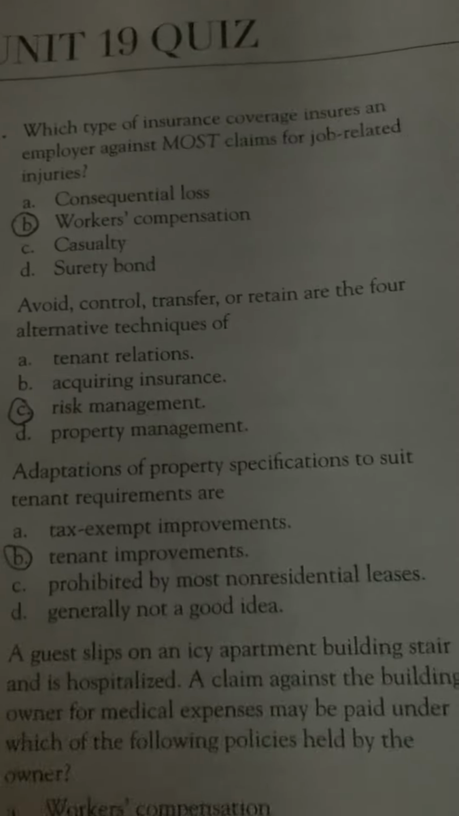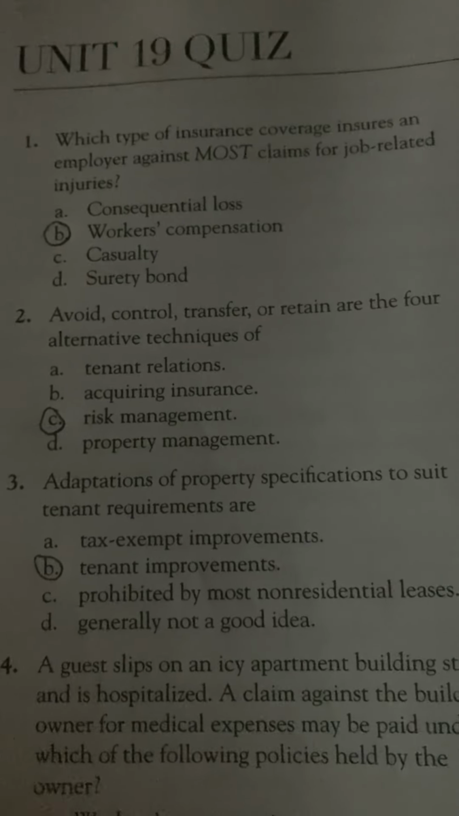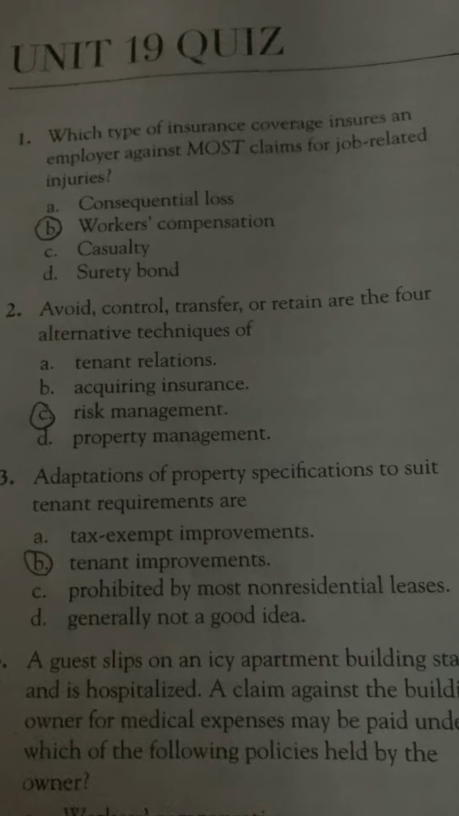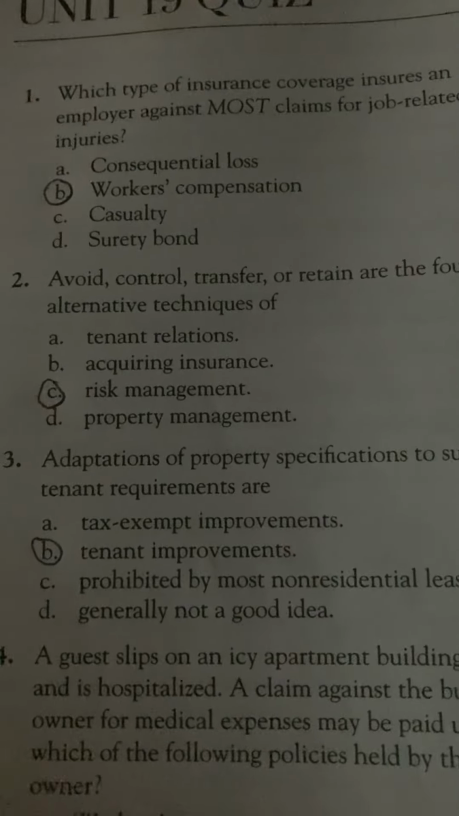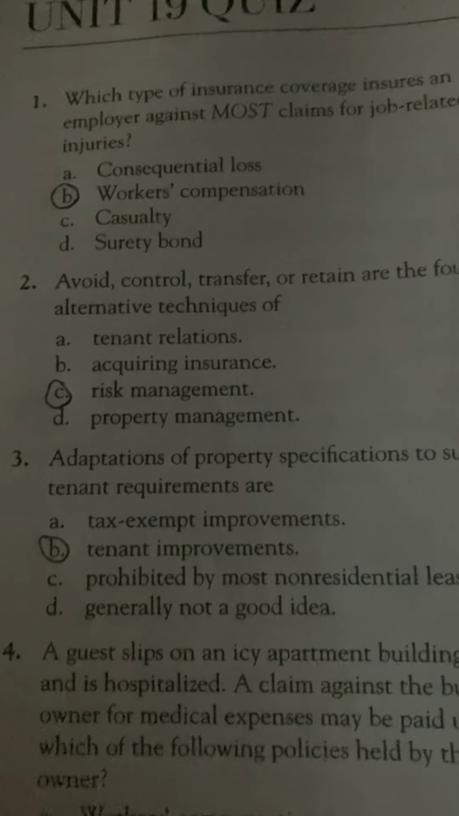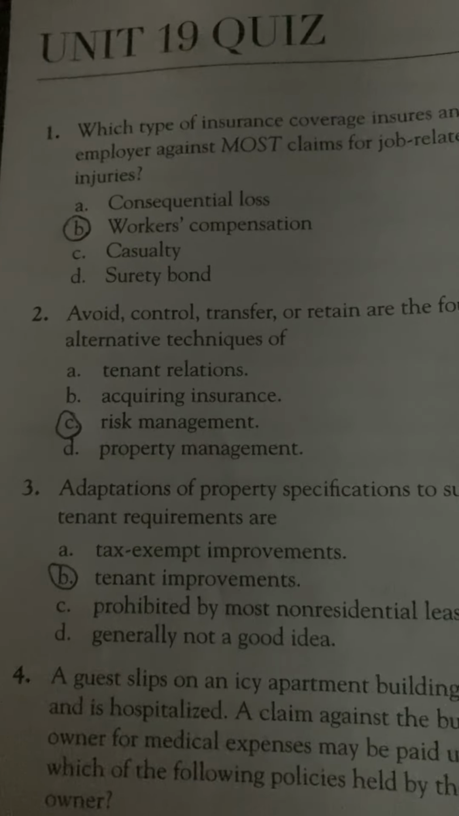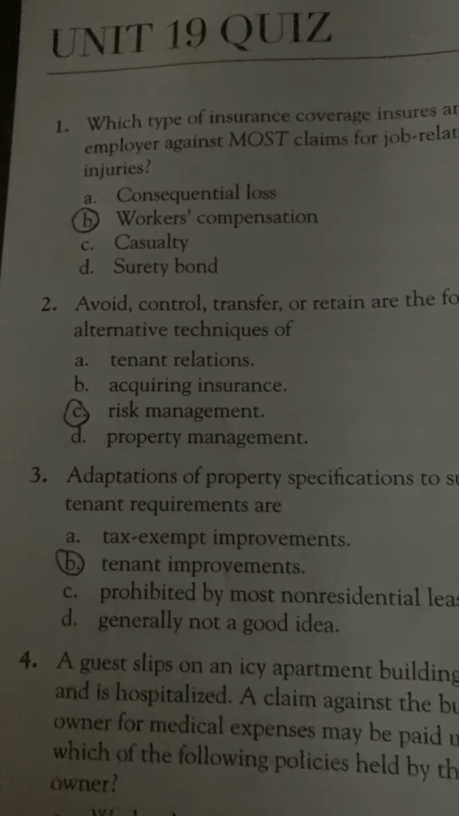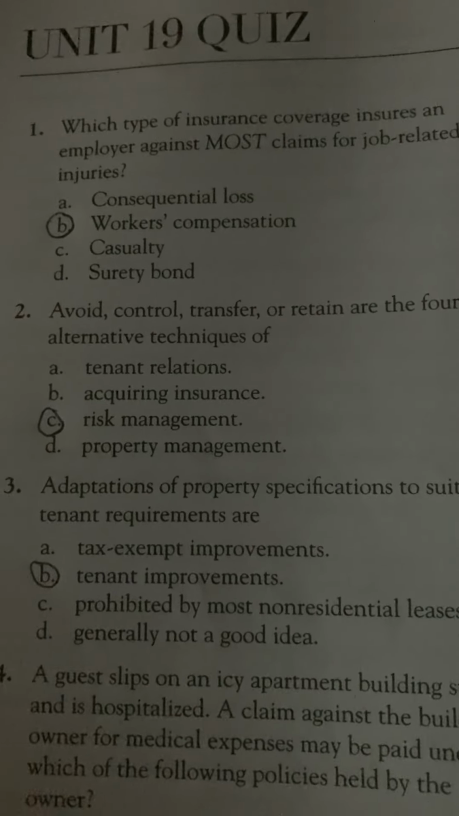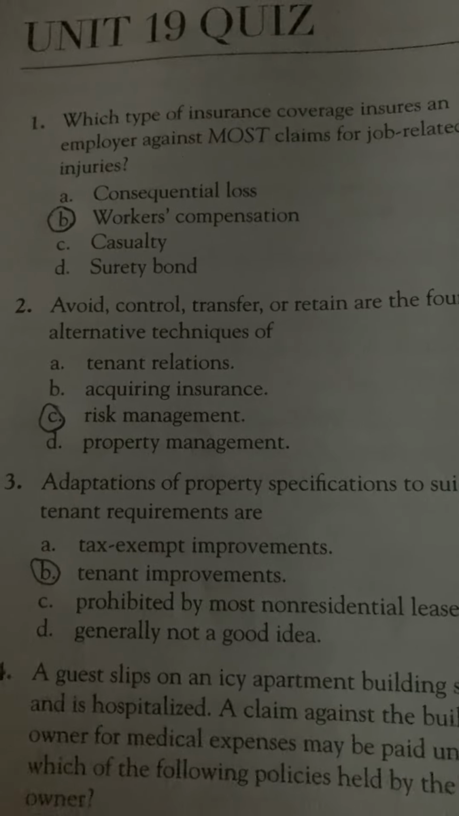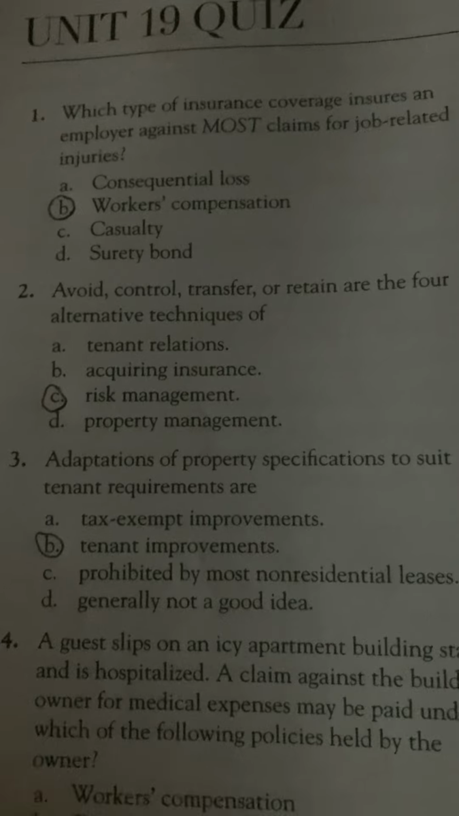Number 2. Avoid, control, transfer, or retain are the 4 alternative techniques of A. Tenant relations. B. Acquiring insurance. C. Risk management. Or D. Property management. The answer is C. Risk management.